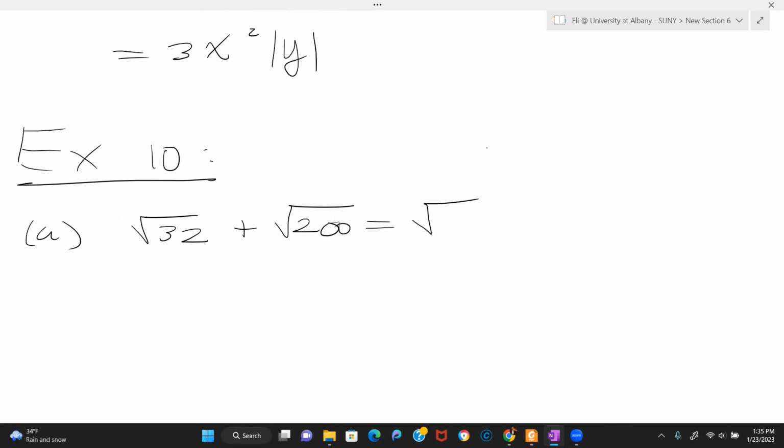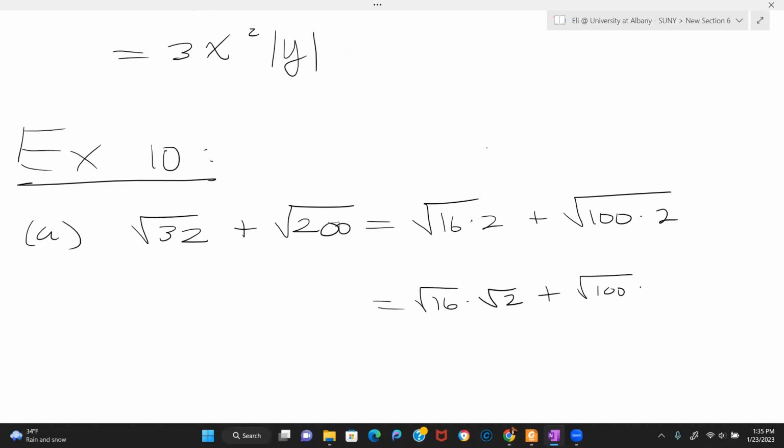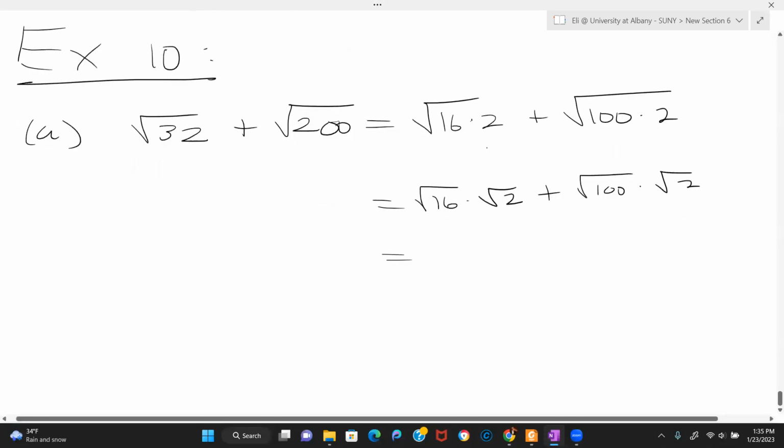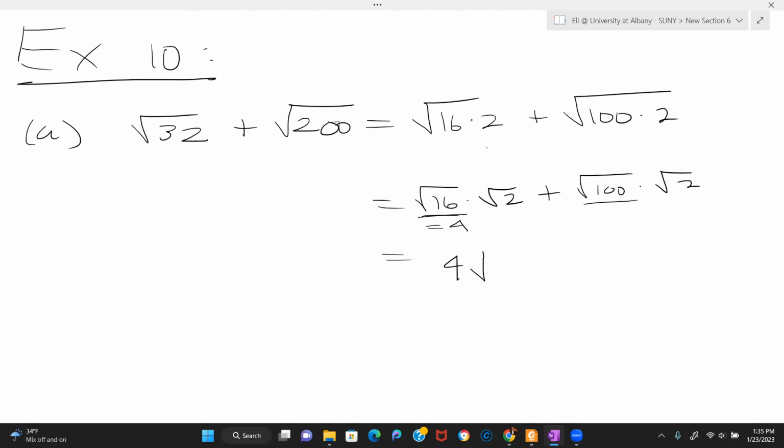So 32 can be written as 16 times 2, and then 200 can be written as 100 times 2. Now we'll use the fact that the root distributes over the product, write it like this, and then write this other term like this. The square root of 2, you can't simplify any further, but these two numbers you can. So this first one is going to be 4, because when you square 4, you get 16. So it's going to be 4 times root 2.